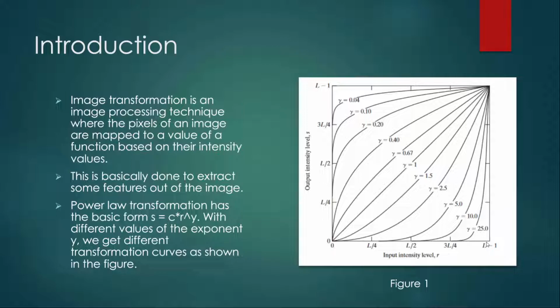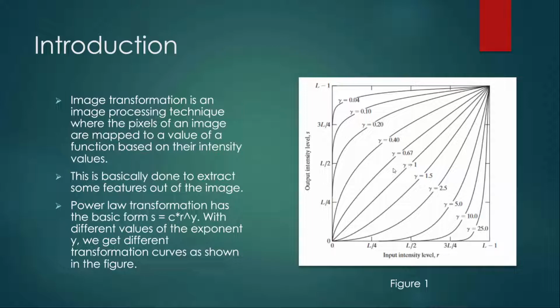Power law transformation is one such transformation with the basic form S equal to C into R to the power gamma, where S is the output pixel value, C is the scaling factor, R is the input pixel value, and gamma is the exponential value. As you can see in the figure, the gamma value can vary in a huge range.